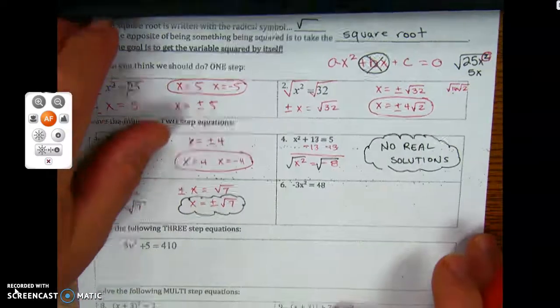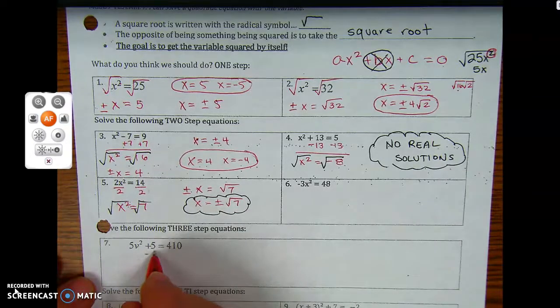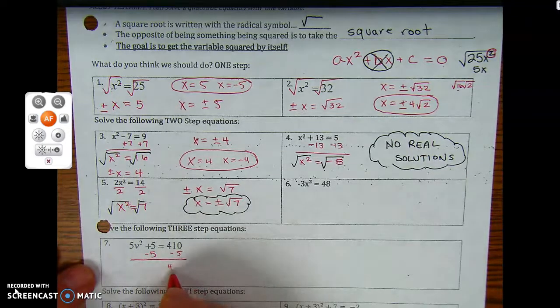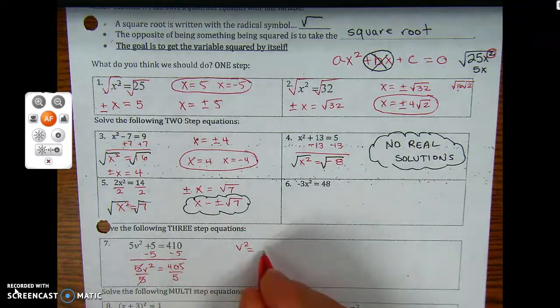All right. Number 7. Now it's going to take several steps. First, I got to subtract 5 from both sides. This is just like solving regular equations until you get to the end. So this will be 405 equals 5v squared. You've been solving equations like this forever. It's just that the variable didn't have an exponent right here. So you really do the same thing you did in middle school math to solve this equation. Divide both sides by 5. You get v squared equals 81.